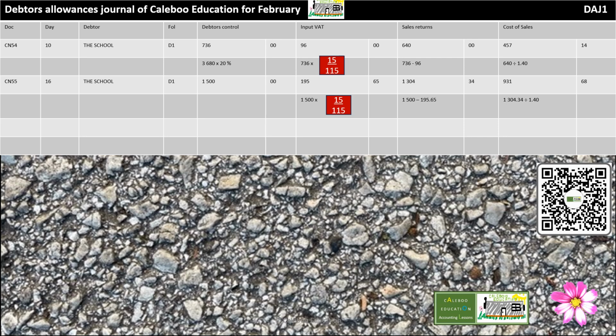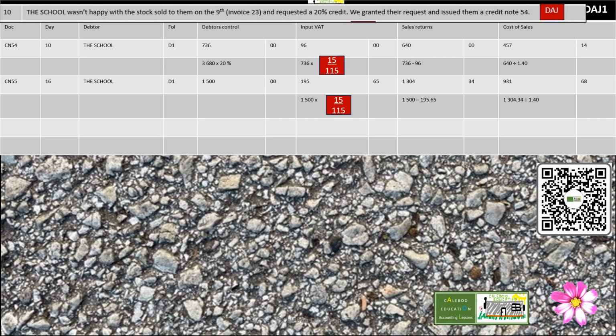So what I'm going to do now is look at the two transactions that we identified needed to go into the debtors allowance journal, where the school returned items to us or got a rebate. So on the 10th, it says the school wasn't happy with the stock sold to them on the 9th and requested a 20% credit. We granted their request and issued them a credit note number 54. So the document is credit note 54. The day this transaction took place was on the 10th.